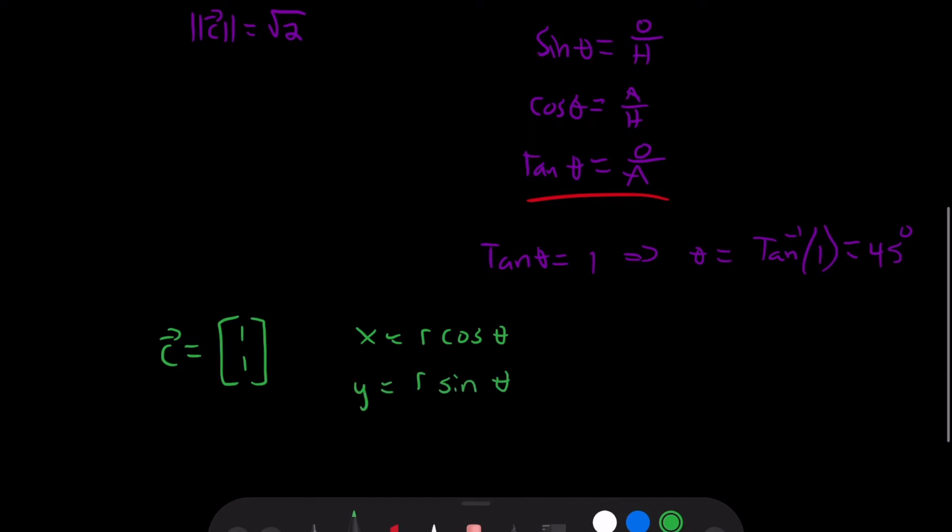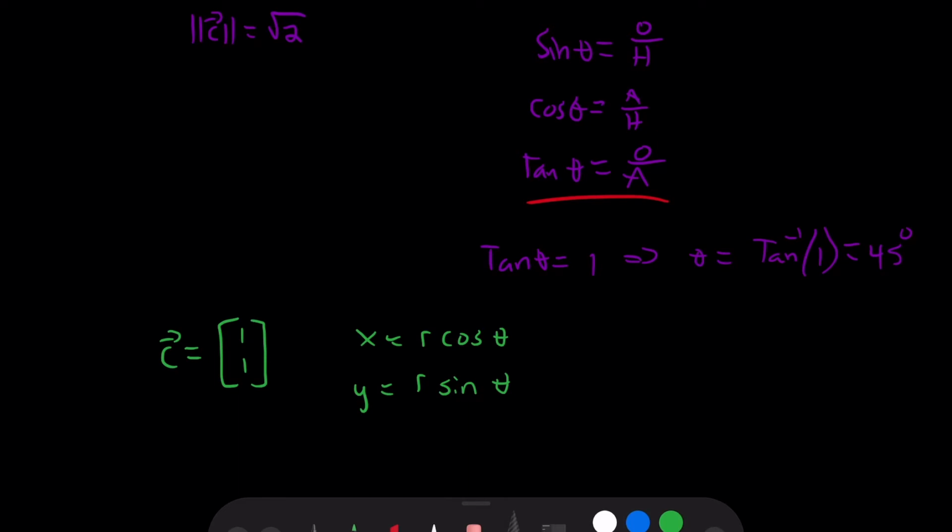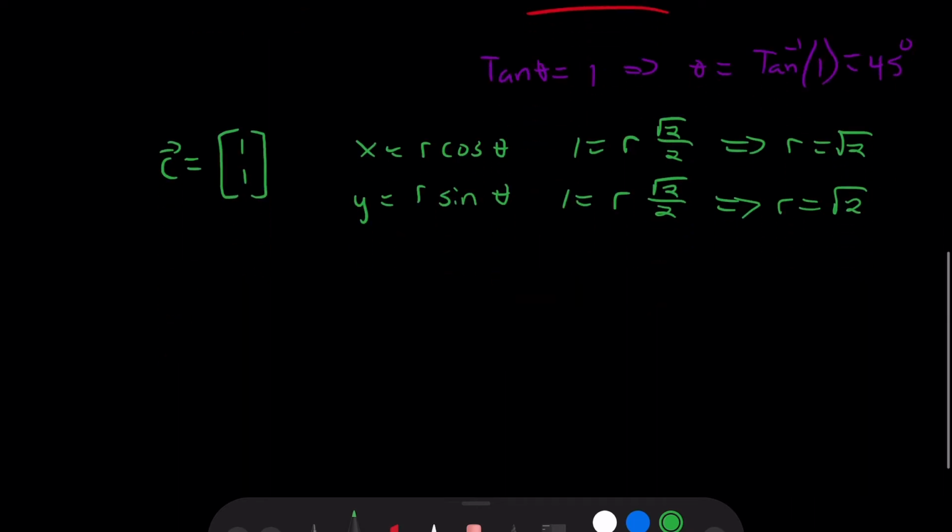There are a lot of recurring themes here, so let's continue with that same thing. We have x equal to 1, and we're trying to solve for r. We know that cosine of 45 degrees is root 2 over 2, and the same goes for sine of 45 degrees, which is also root 2 over 2. That leads us to r equal to root 2. R is equal to root 2.